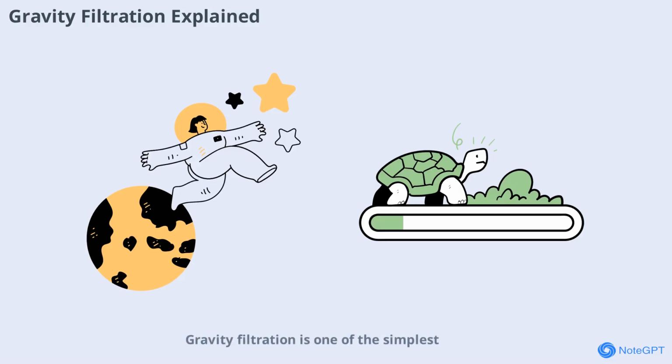Gravity filtration is one of the simplest and most common methods used in chemistry labs. In this process, the mixture is poured onto a filter paper placed in a funnel. Gravity pulls the liquid through the filter, leaving the solid residue behind. This method is ideal for separating large visible particles from a liquid. It's often used when the solid is the impurity and the liquid is the desired product. Gravity filtration is straightforward, requires minimal equipment, and is perfect for quick, routine separations in the lab.